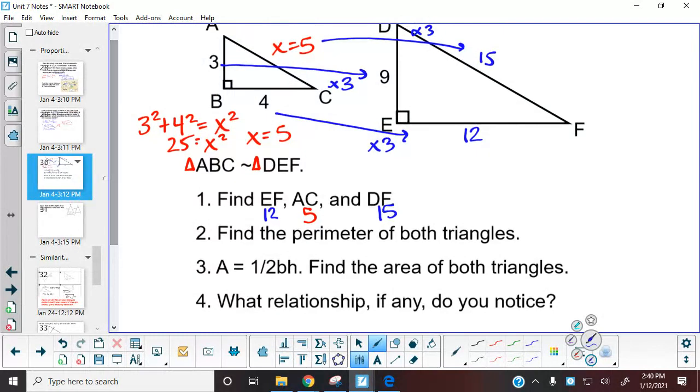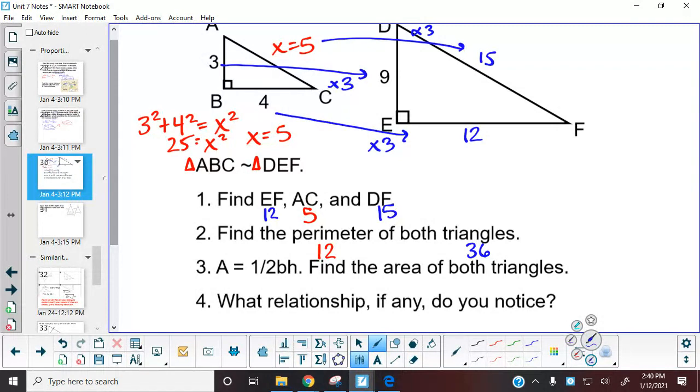So hopefully, as you did the perimeter of the first triangle, we'll do this one in red, it's going to be 3 plus 4 plus 5, which gets us a value of 12. So the perimeter of the first one is 12 units. If we do the second one, that one is going to be 36 units. So 9 plus 15 plus 12.